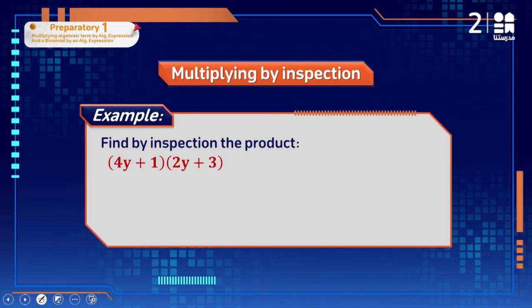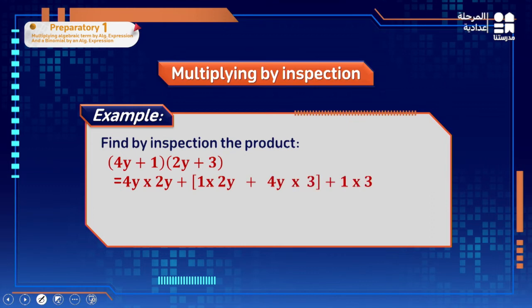Let's apply it on another question. Find by inspection the product of 4y plus 1 times 2y plus 3. I said first times first, then second times second. First, in a different color.